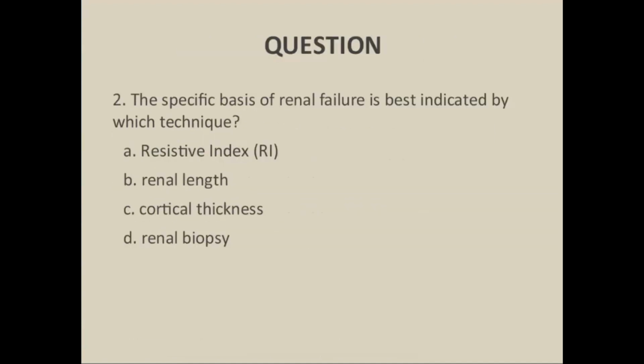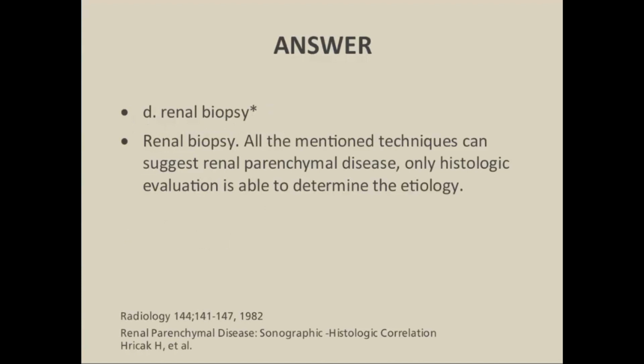So question number 2, the specific basis of renal failure is best indicated by which technique? Now we're looking for a specific basis: resistive index, renal length, cortical thickness, or renal biopsy. So renal biopsy is the answer. Renal length and cortical thickness do not necessarily tell you the specific basis of renal failure. They tell you the presence of renal failure. You need to do a biopsy to come up with a specific answer.